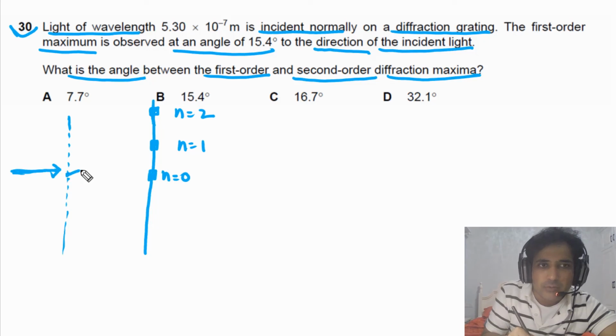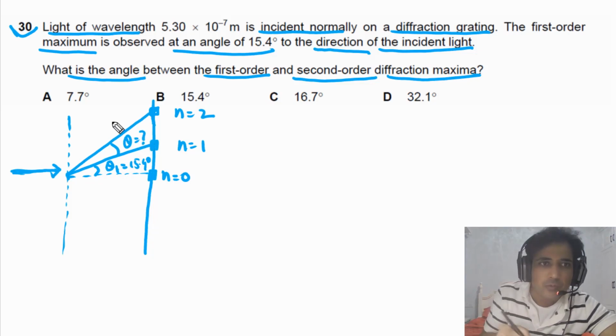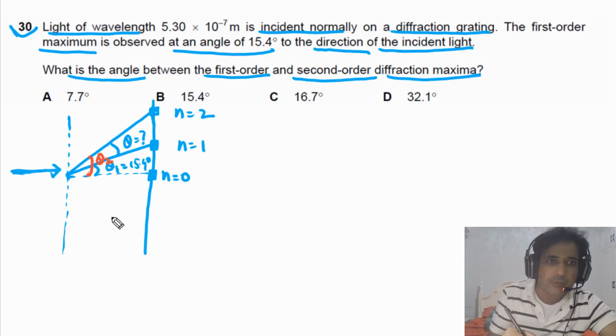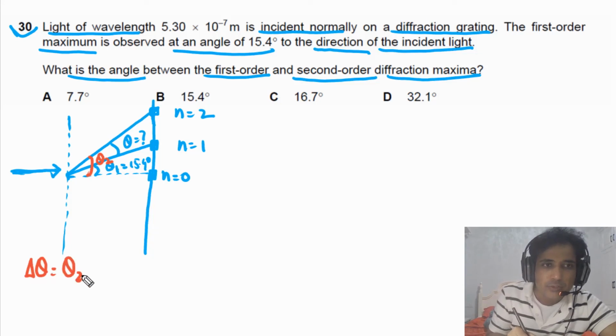For this question, the angle of the first order maximum is given. We can say this is theta 1, and its value is 15.4 degrees. The question is asking us to find the angle between these two. First of all, we can find the angle of the second order maximum, this angle theta 2. Then we can find the difference between these two, delta theta, which will be equal to theta 2 minus theta 1, second order and first order.